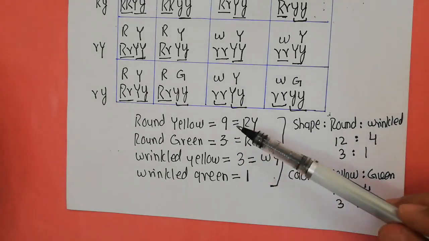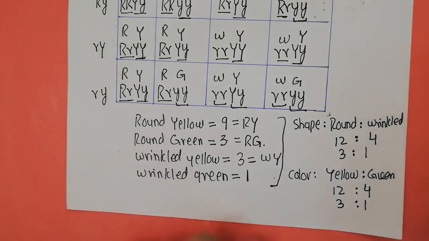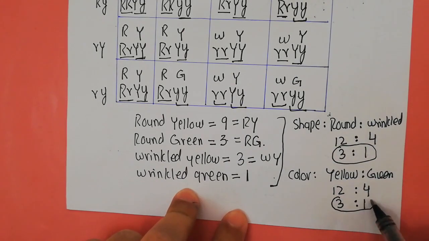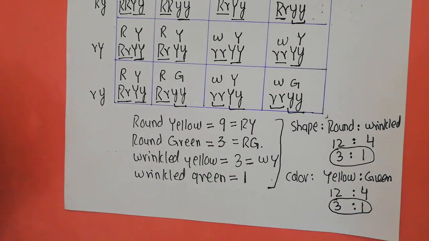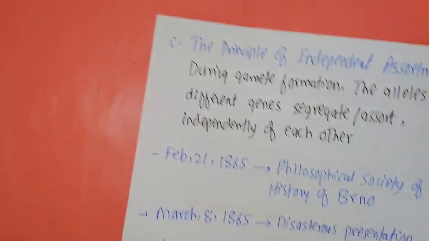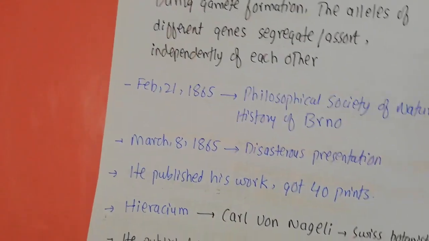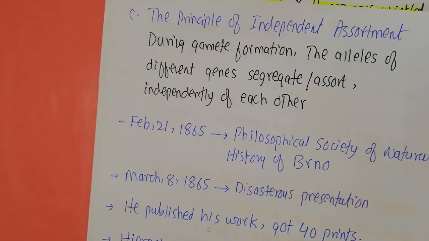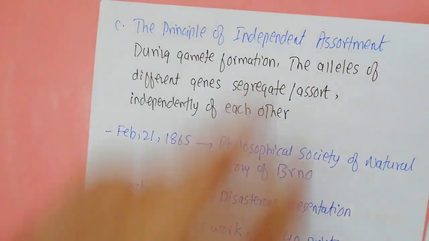So if you split the dihybrid cross into monohybrid crosses, again you are going to get the ratio of 3:1, which proves that the dihybrid crosses that Mendel did were very okay. Based on the results of these experiments that he got in the dihybrid crosses, he gave his third principle, which is known as the principle of independent assortment.